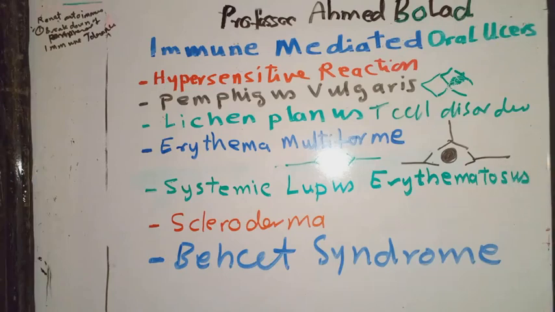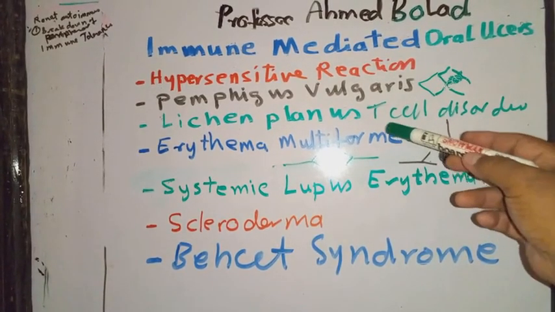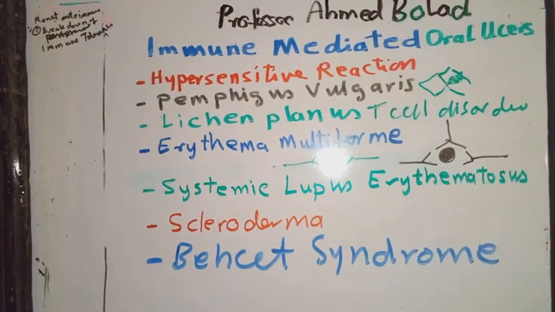So now we are going to talk about ulcers in Erythema multiforme. Erythema multiforme, actually, is a hypersensitivity to infection. For example, hypersensitivity to herpes simplex virus and fungal infection. And the oral lesion appears as painful, bloody, crusting ulcers on the lips.